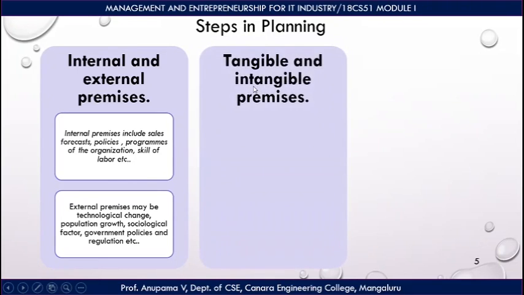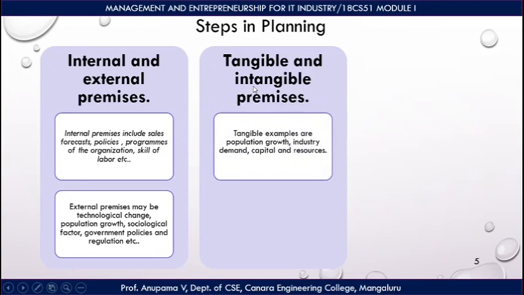Next is tangible and intangible premises. Some of the planning premises may be tangible while some others may be intangible. Tangible premises are those which can be quantitatively measured, while intangible premises are those which, being qualitative in character, cannot be measured. Population growth, industry demand, capital and resources invested in the organization are all tangible premises.